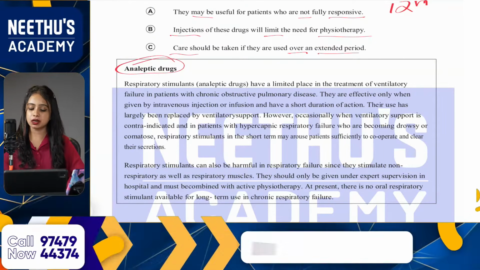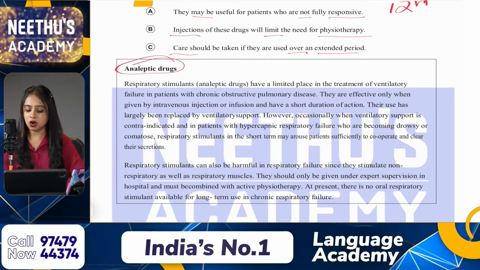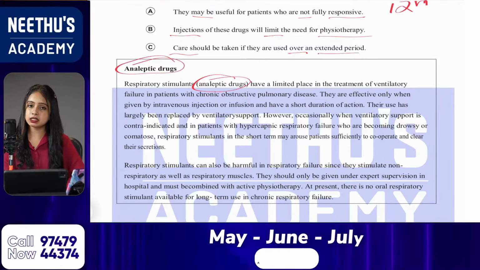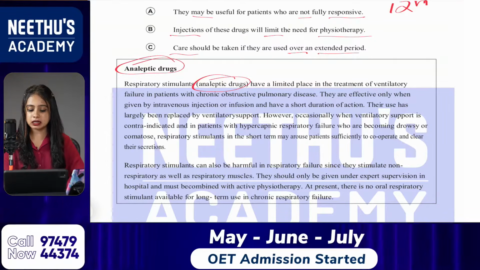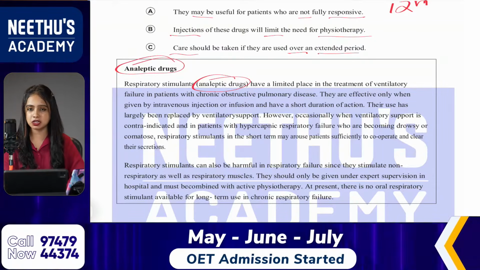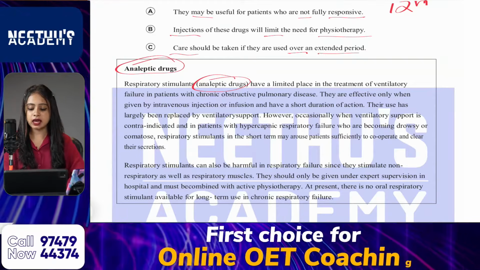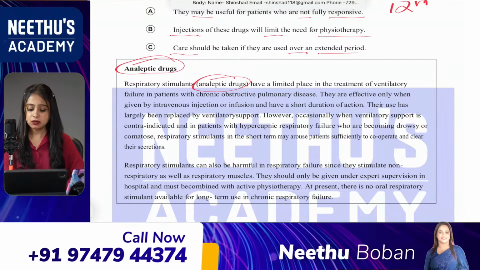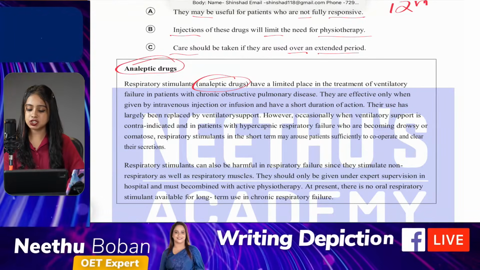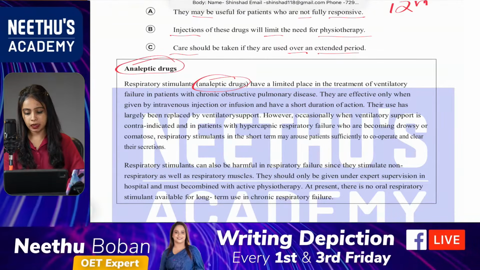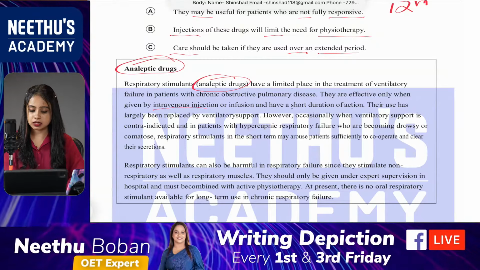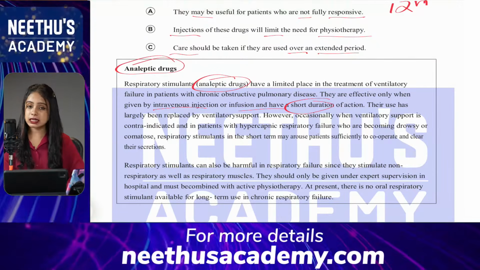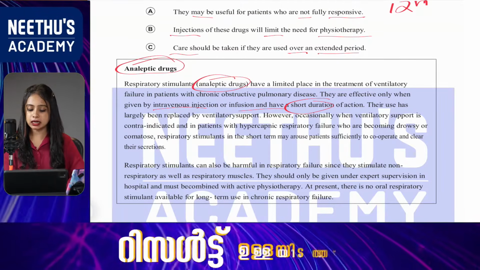So what is mentioned here? Respiratory stimulants or analeptic drugs. So that is the keyword from the question. Then, have a limited place in the treatment of ventilatory failure in patients with chronic obstructive pulmonary disease. They are effective only when given by intravenous injection or infusion and have a short duration of action. So intravenous injection, infusion, have a short duration of action. Their use has largely been replaced by ventilatory support.